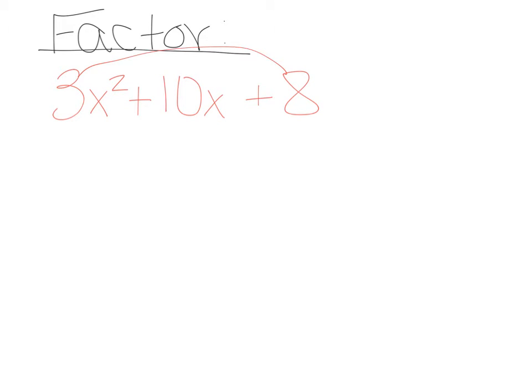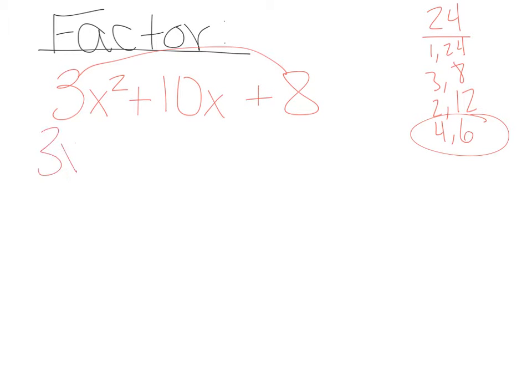We multiply the 3 times the 8. 3 times 8 gives us 24. And then we're listing the factors of 24, and we're trying to find the 2 that will add to give us the middle term. We're looking for the factors of 24 that will add to give us 10. And so we have 1 and 24, 3 and 8, 2 and 12, 4 and 6, and I think we just found them. So we split the 10x up into 6x plus 4x, or vice versa, same thing.